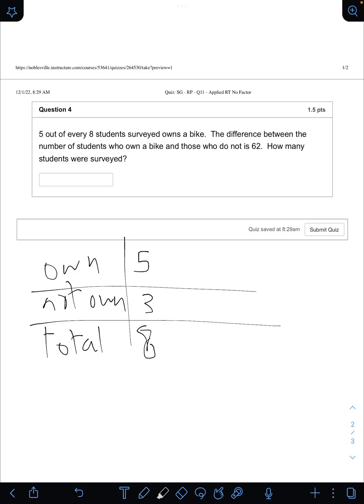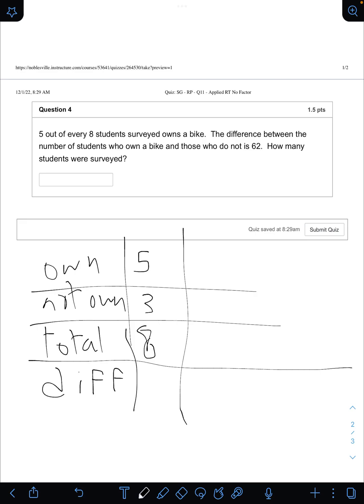Okay? So this right here, that's new information that we weren't given, that we figured out. The difference between the number of students who own a bike and don't own a bike is 62. Awesome. So what we're saying is, so we have a difference, right? The difference between what? Own and not own is 62. So I don't know what the real numbers are here, but I do know that difference is 62.